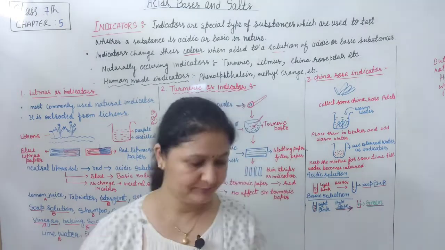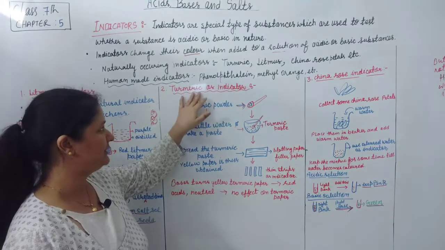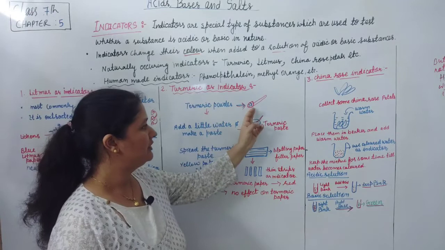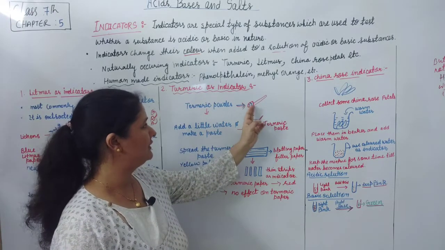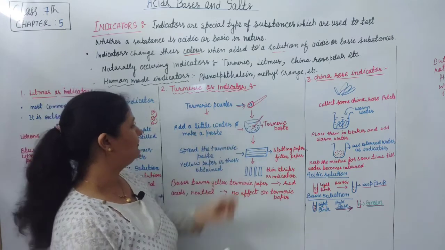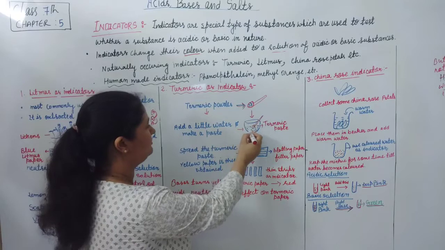So next one, you can use turmeric as an indicator. So next natural indicator is turmeric, right? First you take 1 tablespoonful of turmeric powder. After that you add a little water to make a paste.